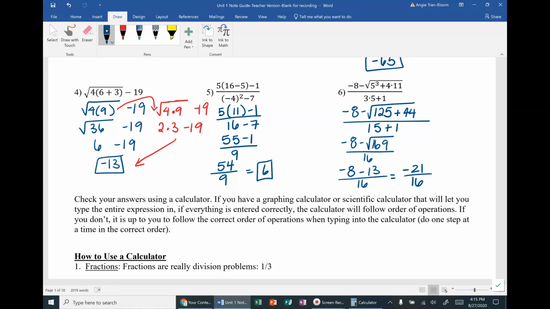Well, we want to try to simplify as much as possible. So -21, I know my answer is going to be negative because there's only one negative on the numerator. But 21 is 3 times 7, and 16, you can do 4 times 4 or 2 times 8, but neither one of those is going to help us simplify. So this is in the simplest fraction form that we can have.